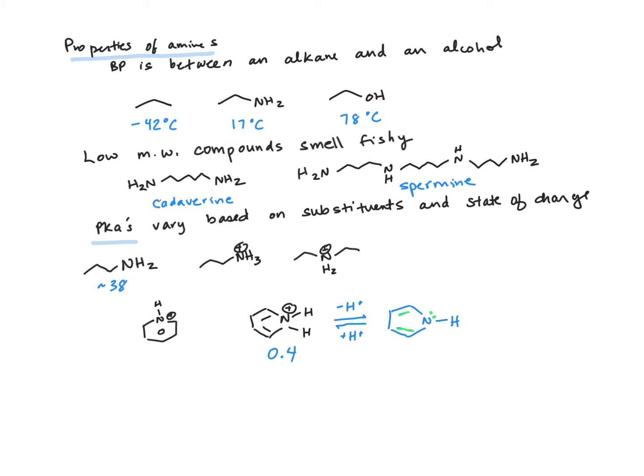In between that, we have a protonated propylamine with a pKa of 10.5. We have a protonated form of diethylamine with a pKa of 11. And then our pyridinium cation has a pKa of 5.3.